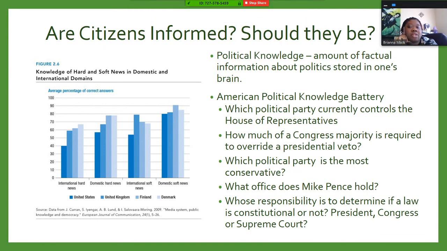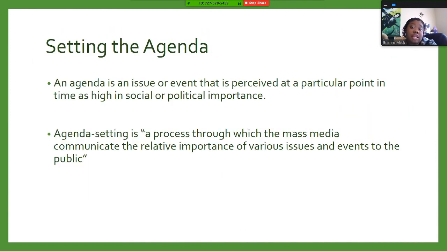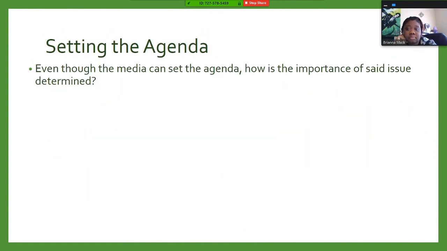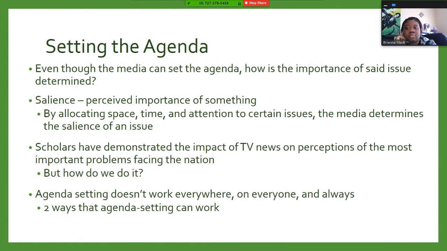Don't forget about what political knowledge should be. Setting the agenda. What salience is. What are the two ways that agenda setting works? I will tell you in a minute.